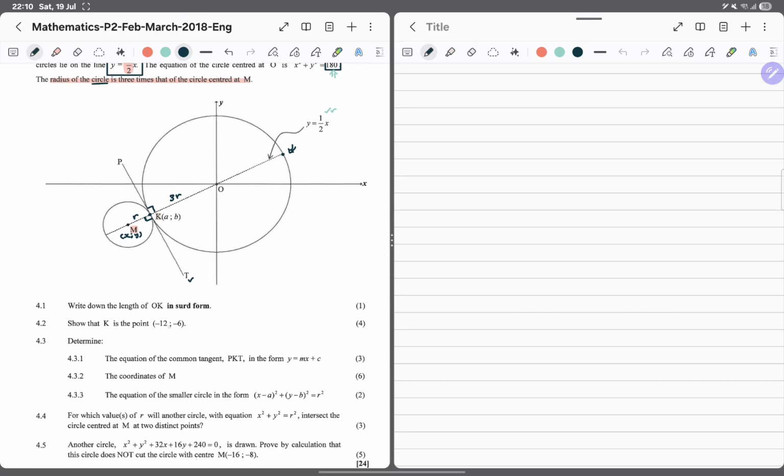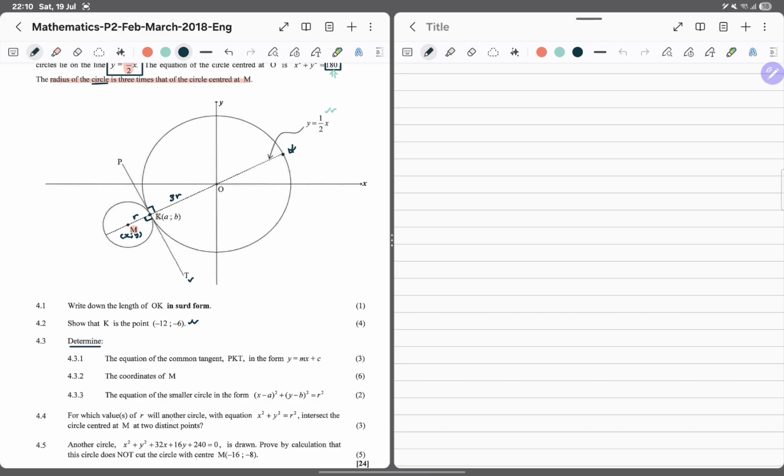We need to show the coordinates of point K are -12 and -6. Again, we've got a plan. Simultaneous equations will take us through. So we've got that question in the bag as well, of course, if we don't make any mistakes. Now again, 4.3 says determine. Again, here we are at liberty to do it whichever way we see fit. So the equation of the common tangent, again, we've worked out a plan for that. It's in the bag. The coordinates of M in the bag. The equation of the smaller circle in this form. So once we've got the point M, which is its center, we've got a point K at the circumference, and it's already confirmed what it should look like. So that 2 marks is in the bag.